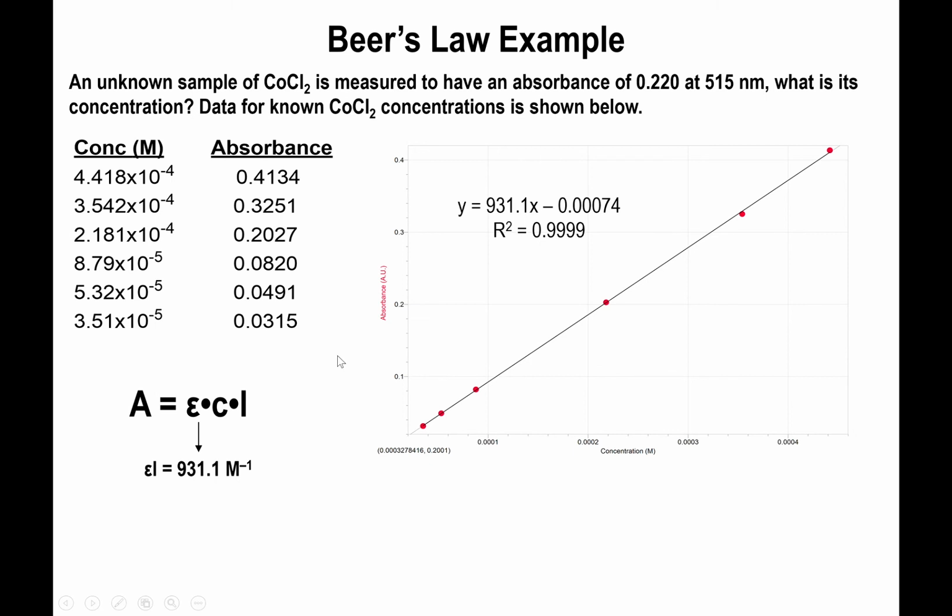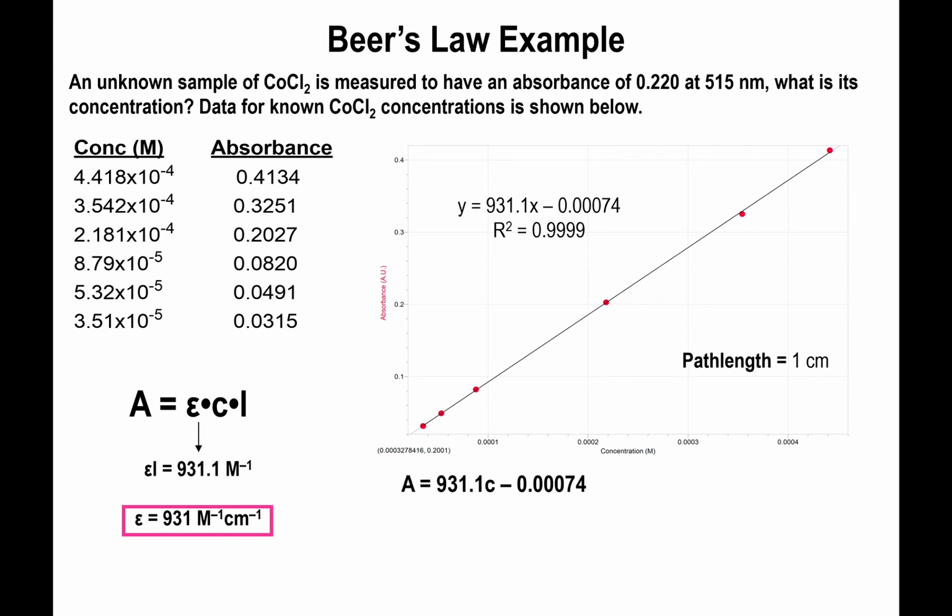And in the data right here, nothing has been said about L. So we can assume that L equals 1. But in other cases, you may be told that L equals some other value, in which case you will have to plug in the value of L into the equation and then solve for epsilon. But here, the path length will be assumed to be 1 centimeter. And what that means is that epsilon equals 931.1. So this is how you find the absorptivity constant value.